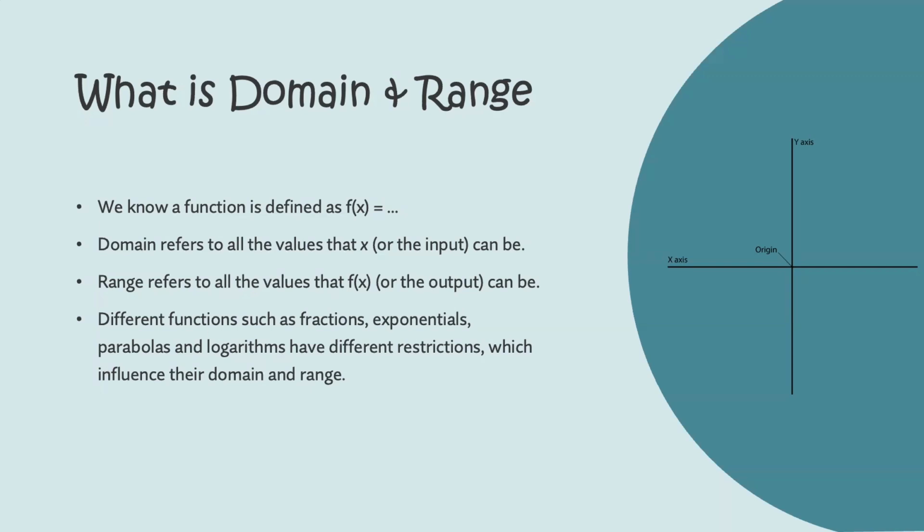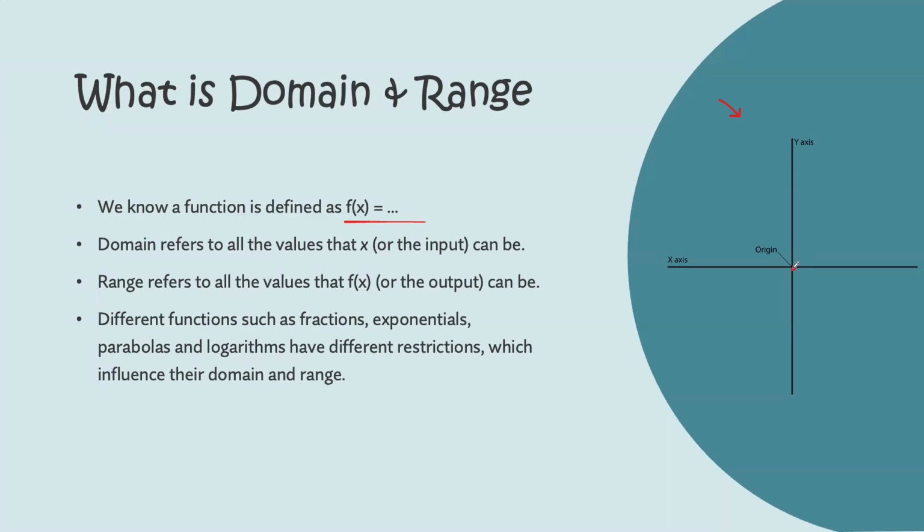Okay? So we know a function is defined as f(x) or g(x) or h(x) is equal to some sort of mathematical expression, right? So if you recall, when we're graphing any sort of mathematical graph, we use this here, right? And that's called a Cartesian plane, where we've got a y-axis, which is your vertical line here, and an x-axis, which is a horizontal line here, and then you've got your origin, which lies in the middle.